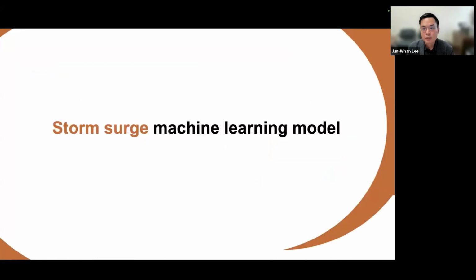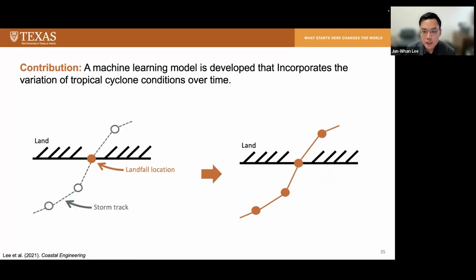All right, so now let's move on to the second part of this presentation, the storm surge machine learning model. As I mentioned in the beginning, one of the key limitations of the existing storm surge machine learning models is that they only use the tropical cyclone condition at one moment, usually at or near landfall, as the machine learning model input. And those kinds of point-based inputs keep the machine learning model from distinguishing between two tropical cyclones which have the same condition at landfall, but different conditions before and after landfall.